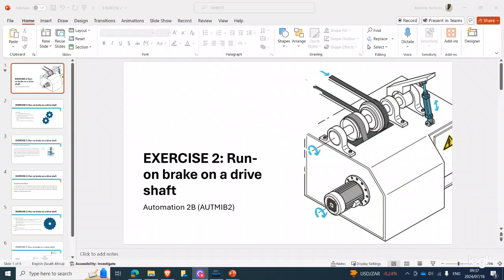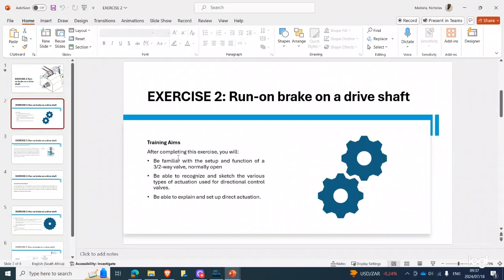Good day, guys. Continuing from our exercise number 1, now we're on exercise 2. In exercise 2, we're designing a run-on brake for a drive shaft. The training aims of the exercise are to become familiar with the function of a three-way normally open valve.